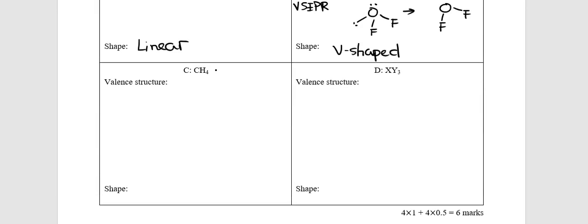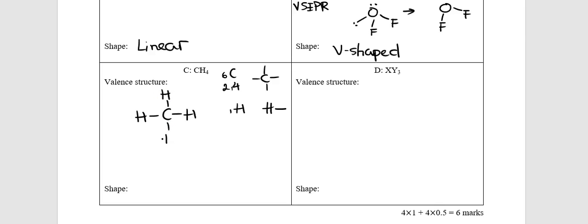CH4. Okay, I'm going to start from scratch again, but hopefully by this point, you should be able to draw this very, very easily. So once again, carbon has 6 electrons, which means that it has 4 valence electrons, and it wants to form 4 covalent bonds. There will be no lone pairs of electrons around carbon. Hydrogen only has 1 electron, and it wants to gain another one, so it wants to form 1 covalent bond. So the valence structure for CH4 or methane is fairly easy.